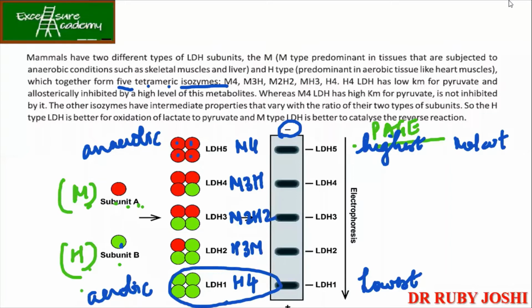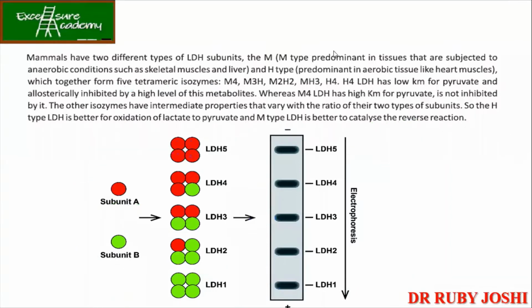Now, important thing: H4 LDH has low Km for pyruvate and is allosterically inhibited by high levels of this metabolite. Whereas M4 has high Km for pyruvate and it is not inhibited by it. So the other isoenzymes have intermediate properties that vary with the ratio of their two types of subunits.